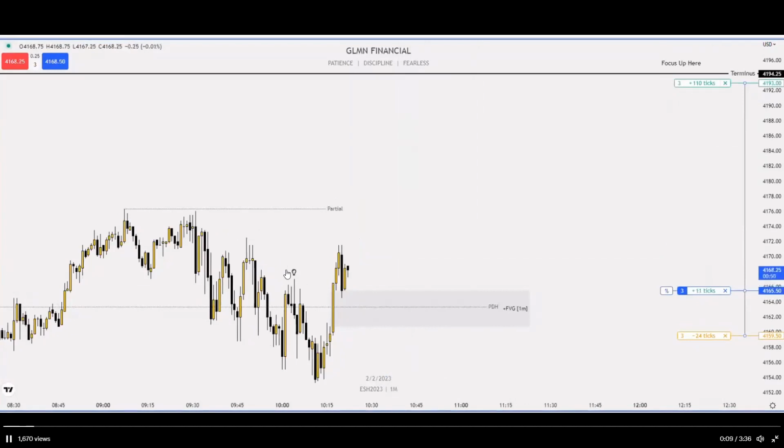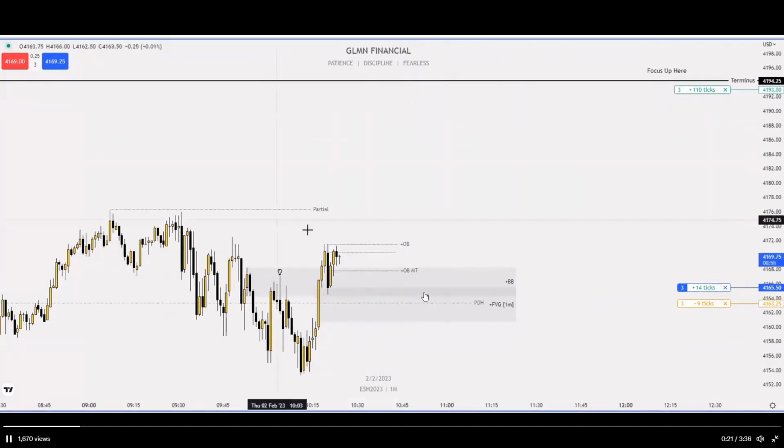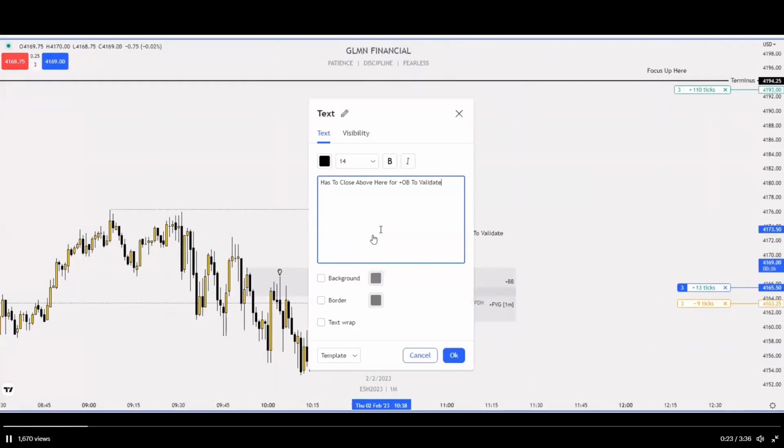Shifted market structure. Breaker. Notice the nesting of it. There's a little tiny overlap between the breaker and the fair value gap, and that's where price is the most sensitive. Pulling out my mean threshold to start to follow it. My stop loss is now below the breaker because we have now closed above the breaker.